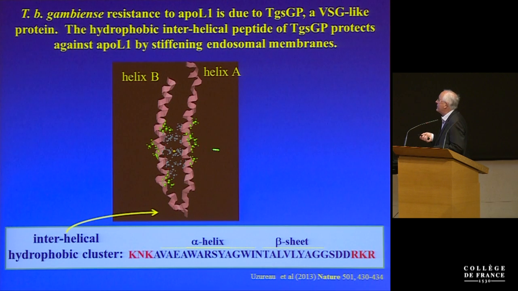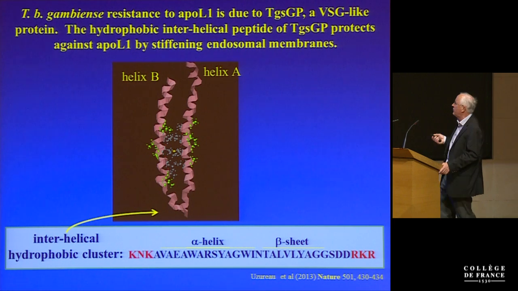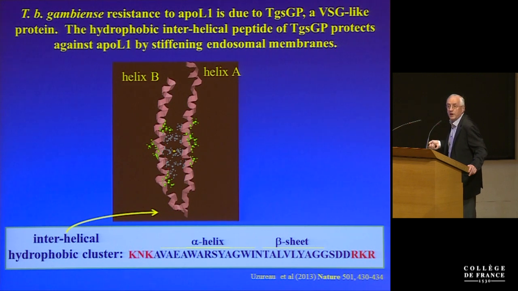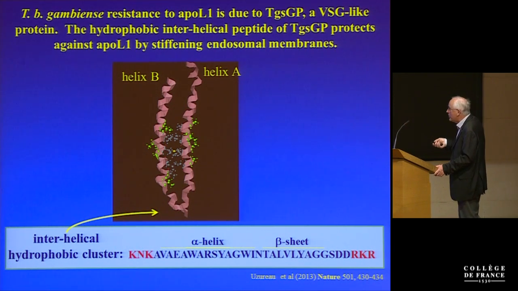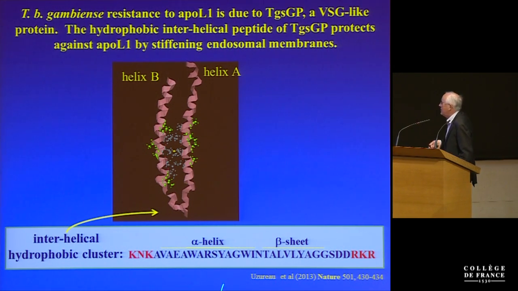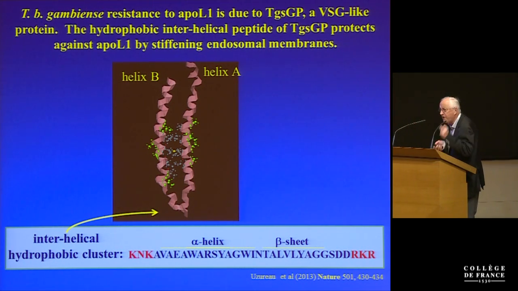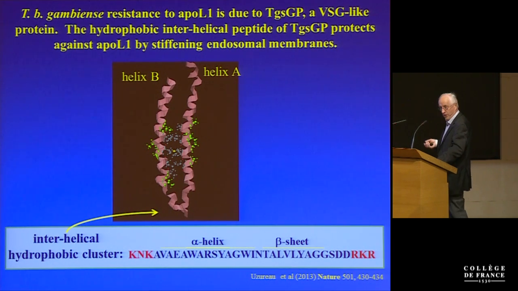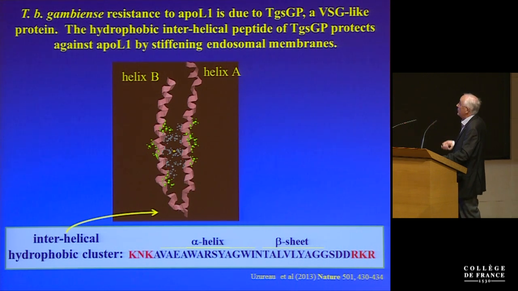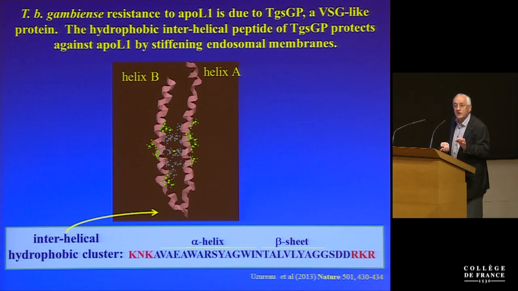And we could show that what is necessary for providing the resistance to TLF in the case of TGSGP is a peptide which is in between the two helices that you don't see on the model because we couldn't model this peptide. And what is important here is a beta sheet that we have shown to be able to give stiffness to membranes, experimental membranes. And the ability to stiffen membranes by this peptide and by TGSGP as a whole is strictly linked to the ability to confer resistance to TLF.